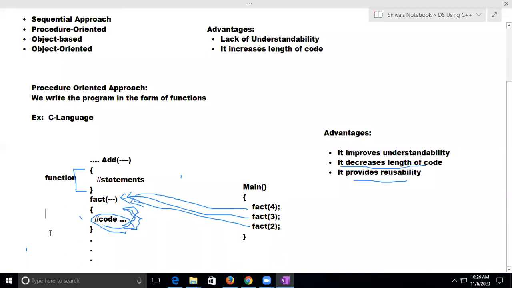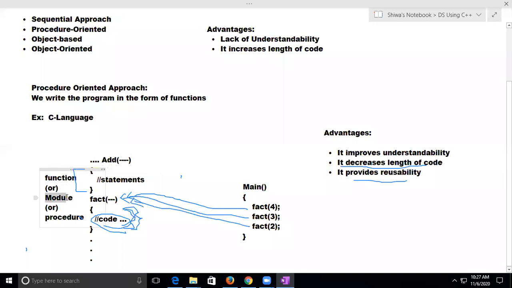We are not writing sequentially here. We are writing the program in the form of parts, and each part I'm calling a function. In some languages, we call this function a module, and in some languages, a procedure. That's why they have given the name procedure oriented, or modular programming approach, or function oriented approach.